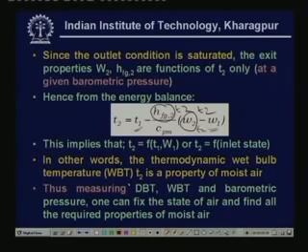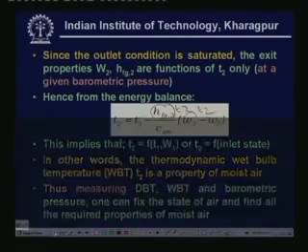Thus, by measuring dry bulb temperature, wet bulb temperature and barometric pressure, one can fix the state of air and find all the required properties of moist air. So what we are saying finally is that if you have an adiabatic saturator, and you can measure the temperature of the water in it at steady state, then you have another property of moist air. One property is dry bulb temperature, the other is thermodynamic wet bulb temperature. From these two temperature values and the barometric pressure, you can find out the rest of the psychrometric properties.